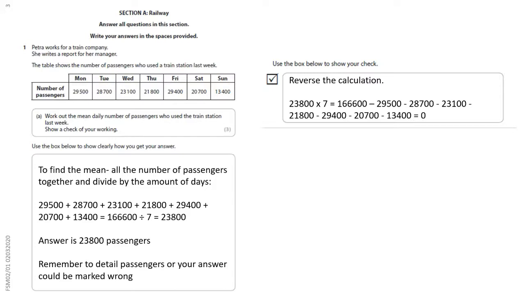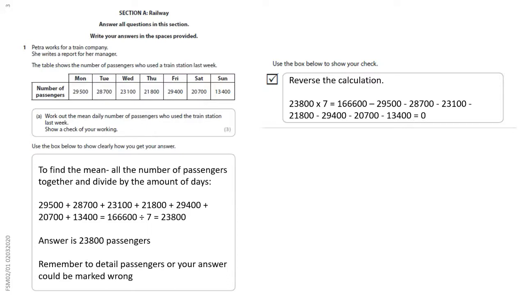And remember, when you do these answers, detail things like passengers, or put the pound signs in, or put the units of measurement or weight signs in, because that could be crucial for your answer. In addition, always remember, show your workings out, because you can write an answer, but that might not necessarily win you all the points.